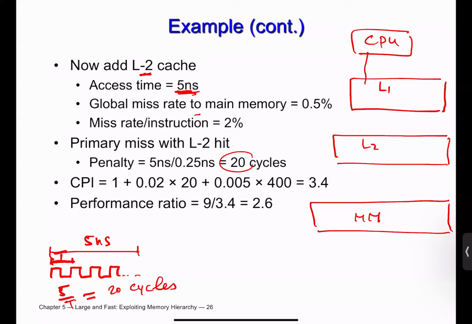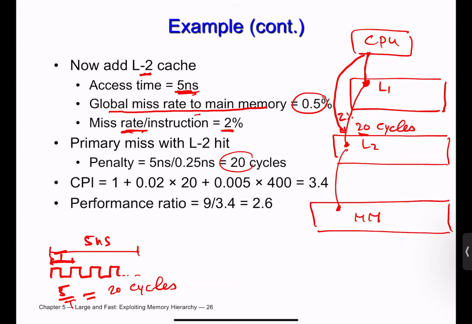So this means that each time I miss here and need to go to L2, I am paying 20 cycles. How much percentage of the time? The miss rate per instruction is 2%. So 2% of the time I have to pay 20 cycles. But the global miss rate to the main memory is 0.5%. What is the global miss rate? It means I went here and didn't find what I'm looking for, then I went to L2 and didn't find it either, so I went to the main memory. This situation happens 0.5% of my time.